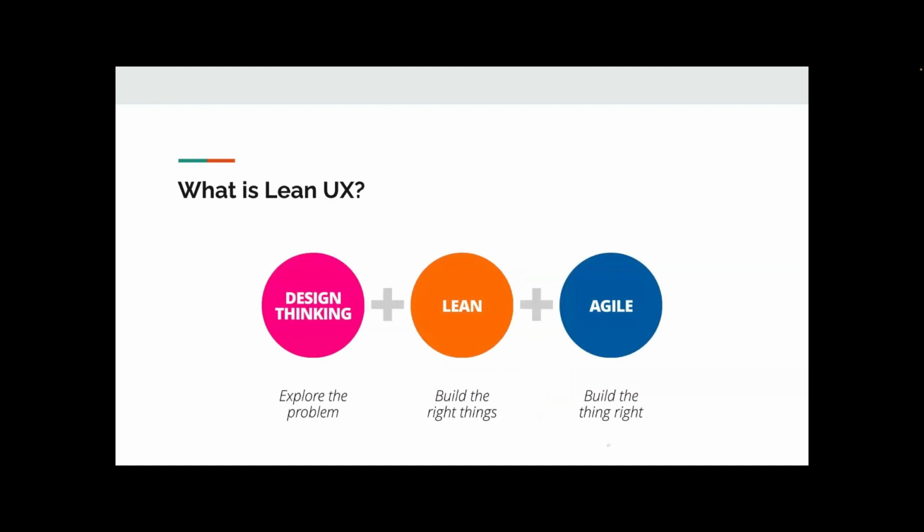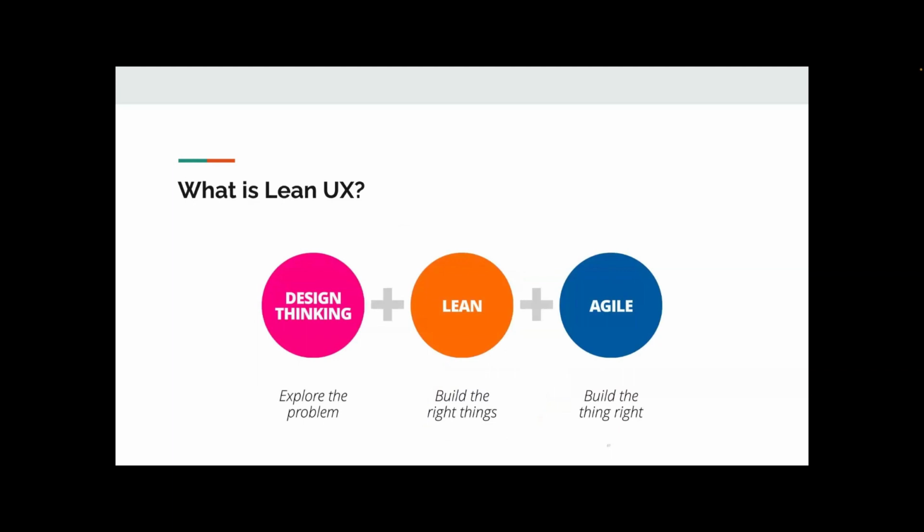So it's basically a combination of three things which defines Lean UX. The first one is design thinking. The second is lean processes, or you could say lean startup. And then the third one is the agile methodology, right? Combining these three different things together makes Lean UX better, right?